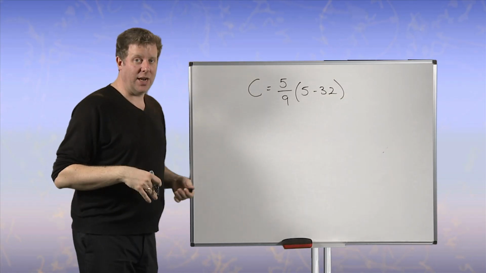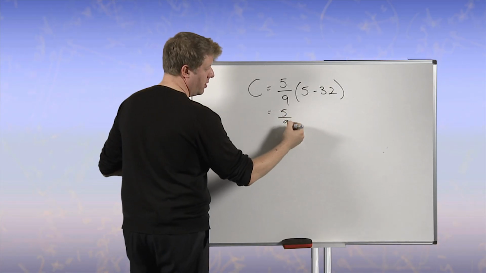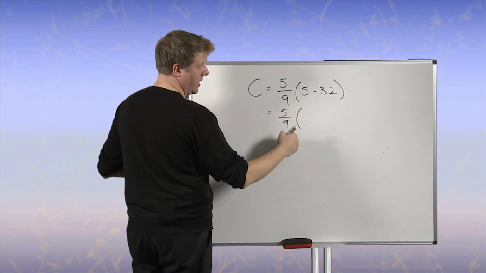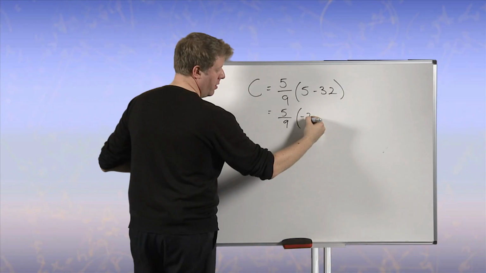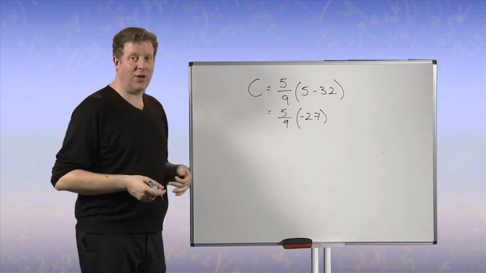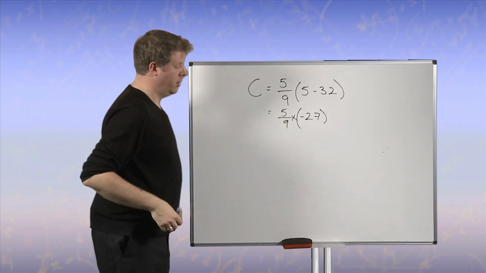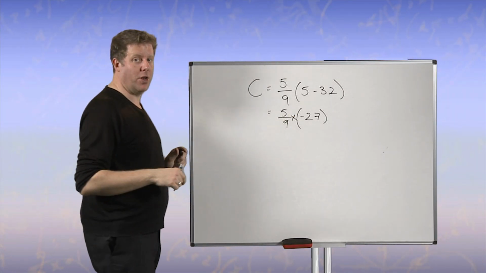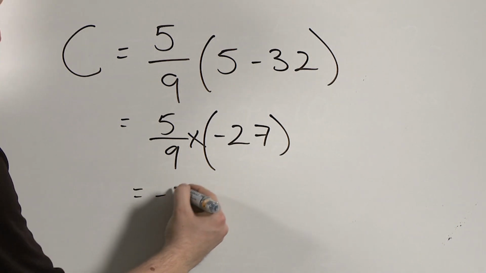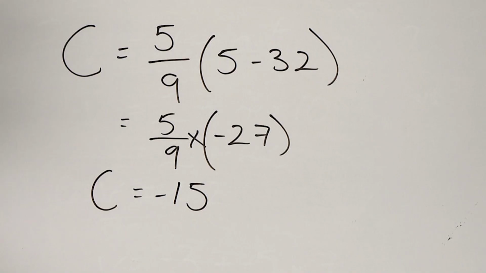This would be a calculator question. So essentially what we're doing is 5/9, 5 subtract 32, remember, will be negative 27. And using your calculator, remember 5/9 of something is multiplied. So it'd be 5/9 multiplied by minus 27, which would say that C equals minus 15. So in other words, minus 15 degrees Celsius.